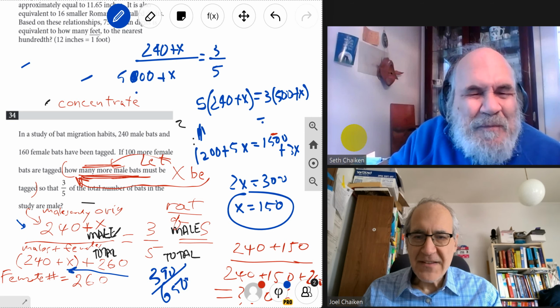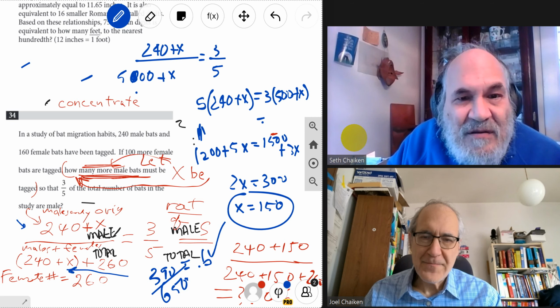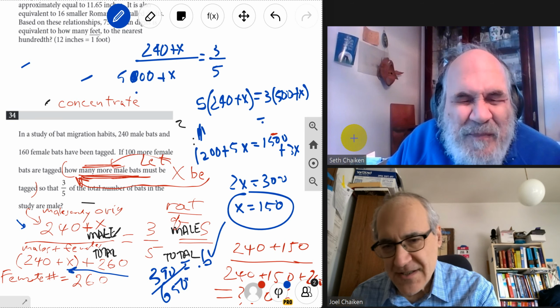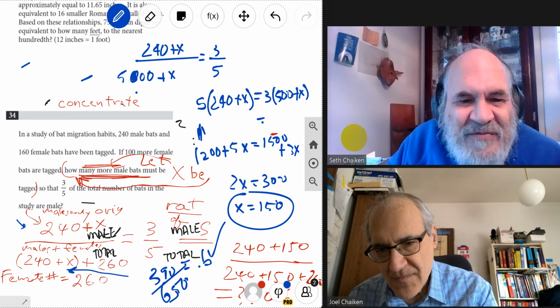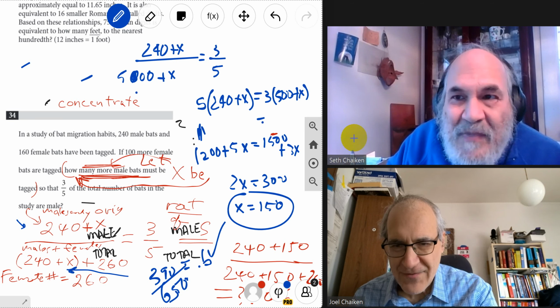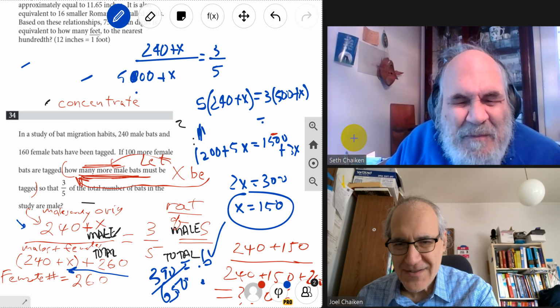Okay, so this equals 0.6 in a calculator. So we are right. 390 divided by 650, yeah. Okay, please write your fives. Nice and fivey. Okay. 390 divided by 650 is 0.6.